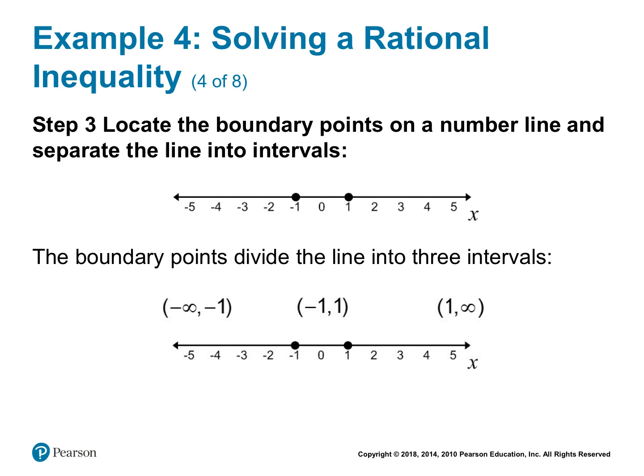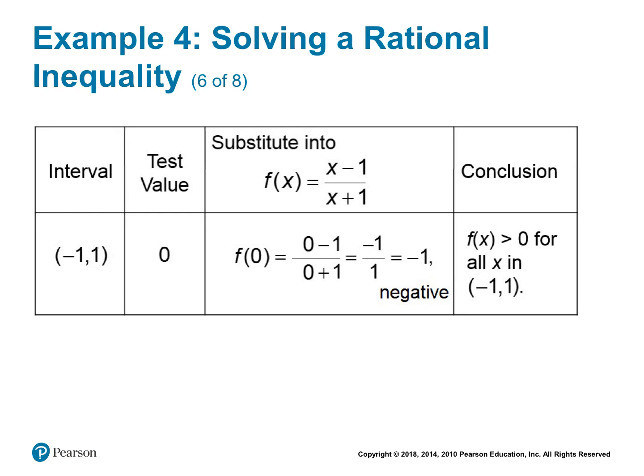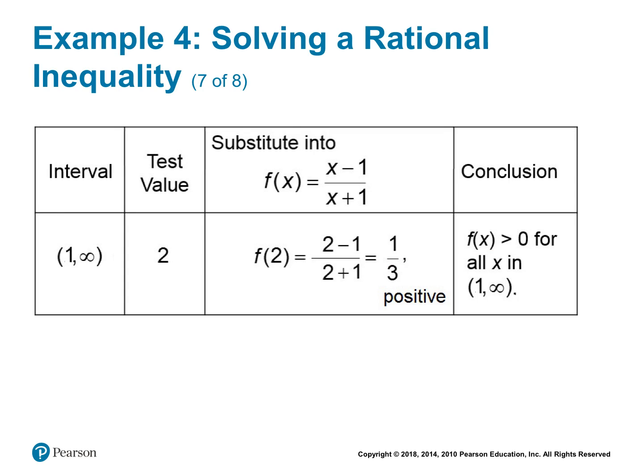Now locate those boundary points, so -1 and 1, so we have 3 intervals, -infinity up to -1, between -1 and +1, and from +1 to infinity. Okay, so our first interval, we'll try -2, and when you get that, you get a +3, so that's where it's greater than 0. Our next interval, from here, we'll test a 0, and you get -1. So f of x is greater than 0. And then from 1 to infinity, we tested 2, and we got a +1/3, so that would be greater than 0.